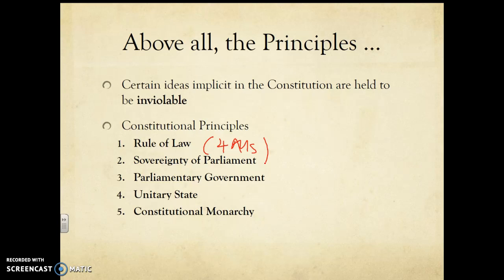And we have a constitutional monarchy, which is the payoff from the Glorious Revolution in 1688 that enabled us to go from a republic / military dictatorship, depending upon which side of the fence you stand on, to a restored monarchy under the Hanoverians. So those are the 5 constitutional principles.